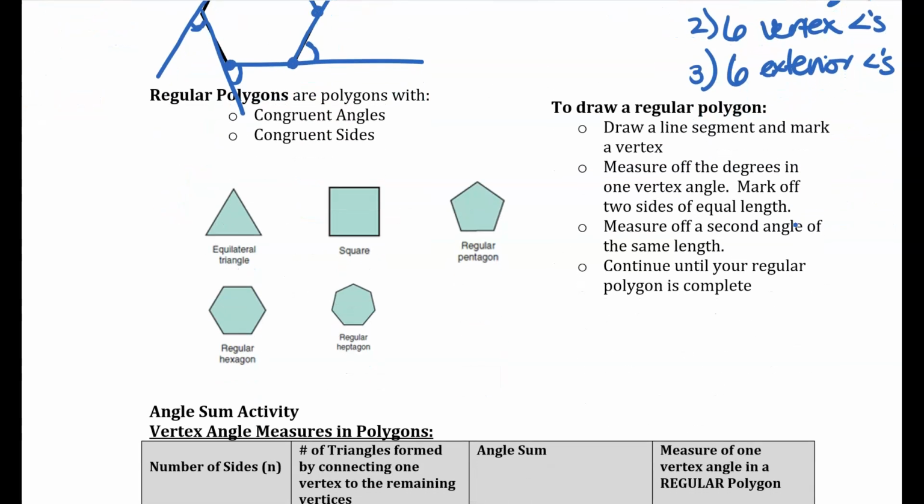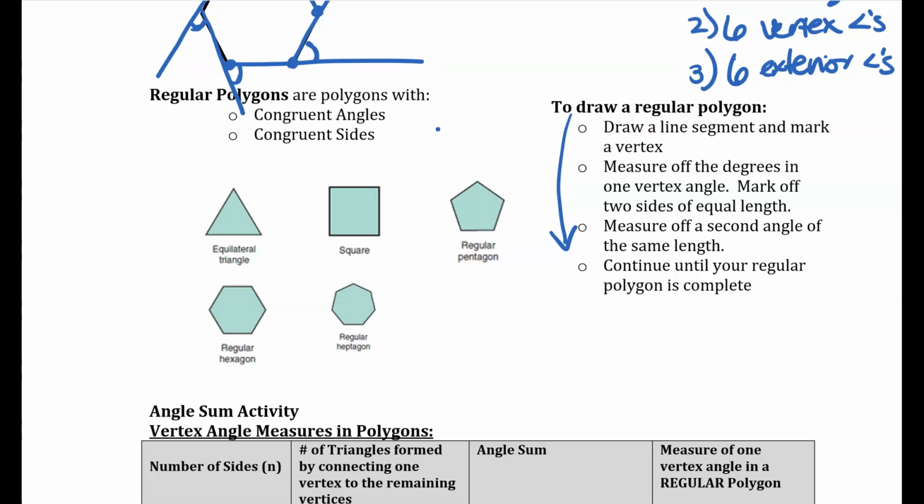So to draw a regular polygon, this is a fun thing to do with kids, especially if you're just looking for an activity to use a protractor. If you happen to have a protractor at home, you could try this on your own. The instructions are right here. A regular polygon is a polygon with congruent angles, so all the angles are the same measure, and congruent sides.